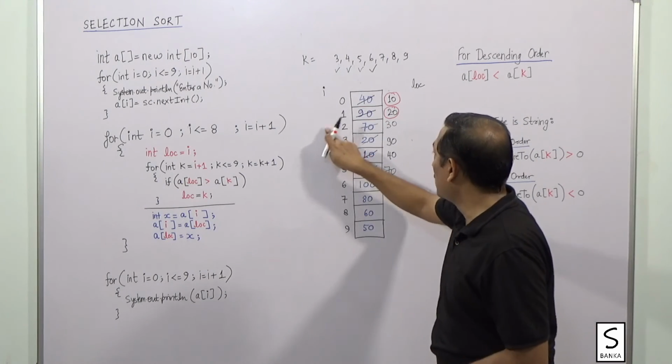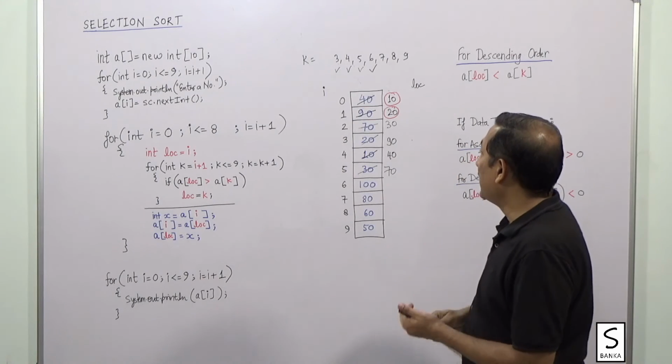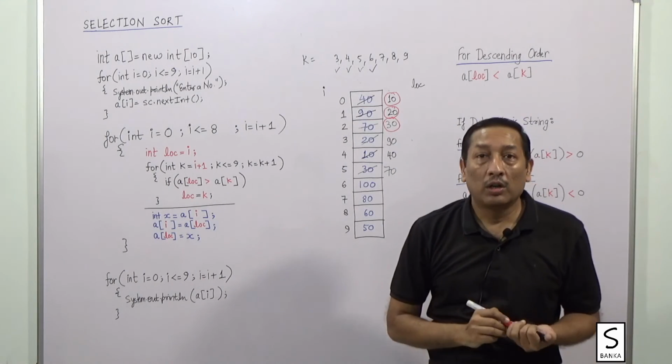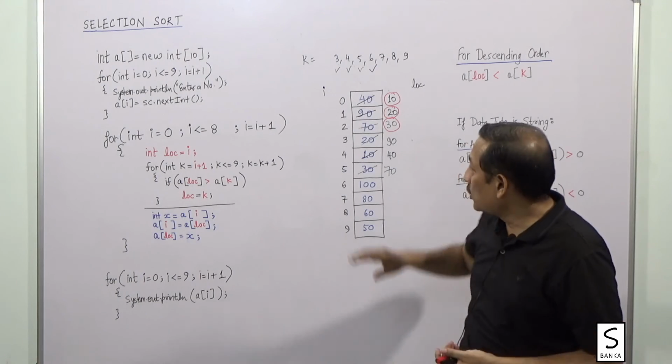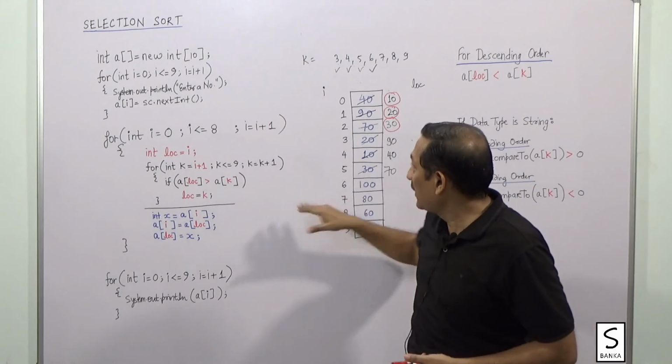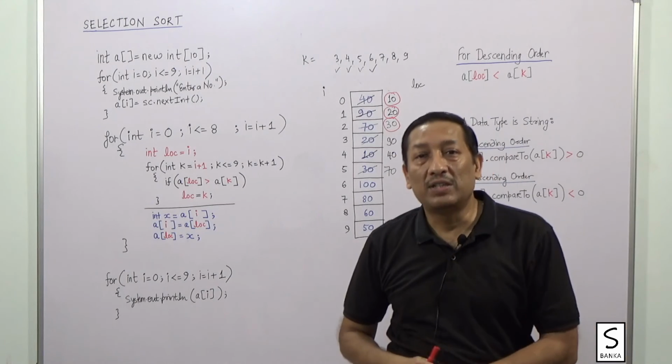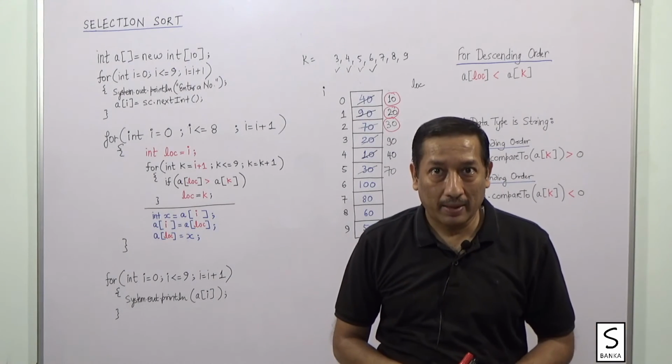And you will observe that one more data has been allotted its own location. And this process will continue for each and every location of the array, and that is how you will get your data arranged in ascending order.